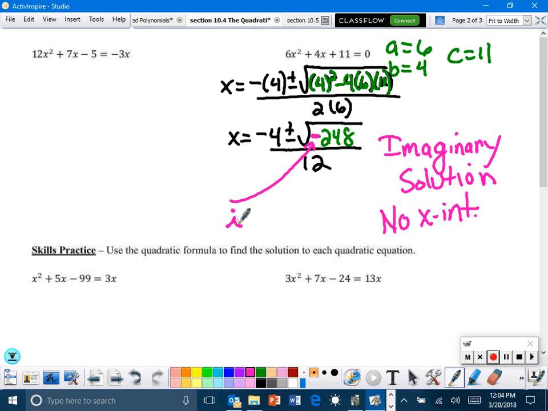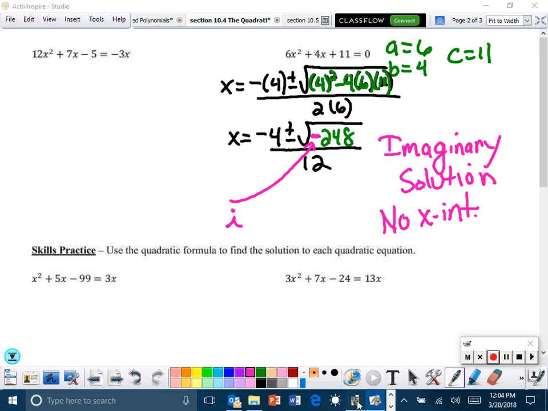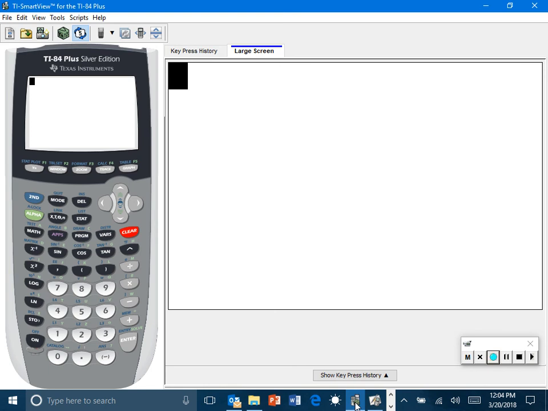The letter i is used for imaginary. There is actually an i on your calculator. If you look down at the decimal, there's the letter i. Okay? So you can do imaginary numbers on the calculator. So if you want to learn more about that before the ACT test or MCA test, please come see me.